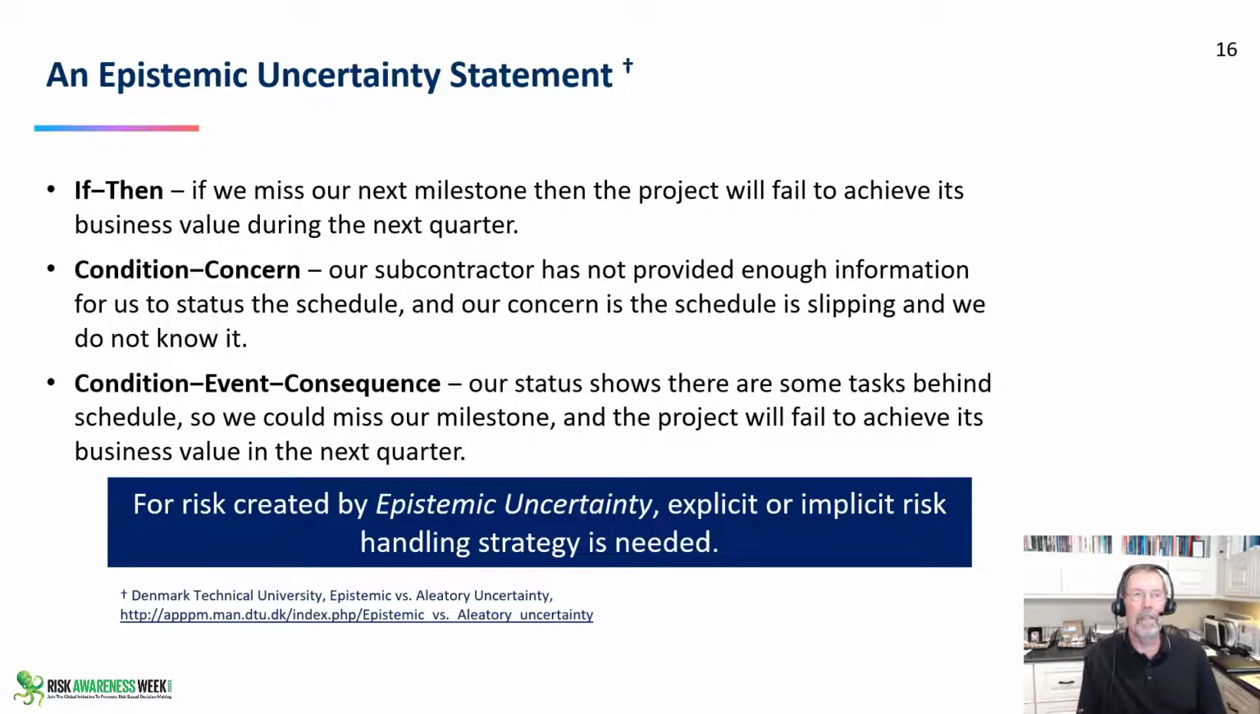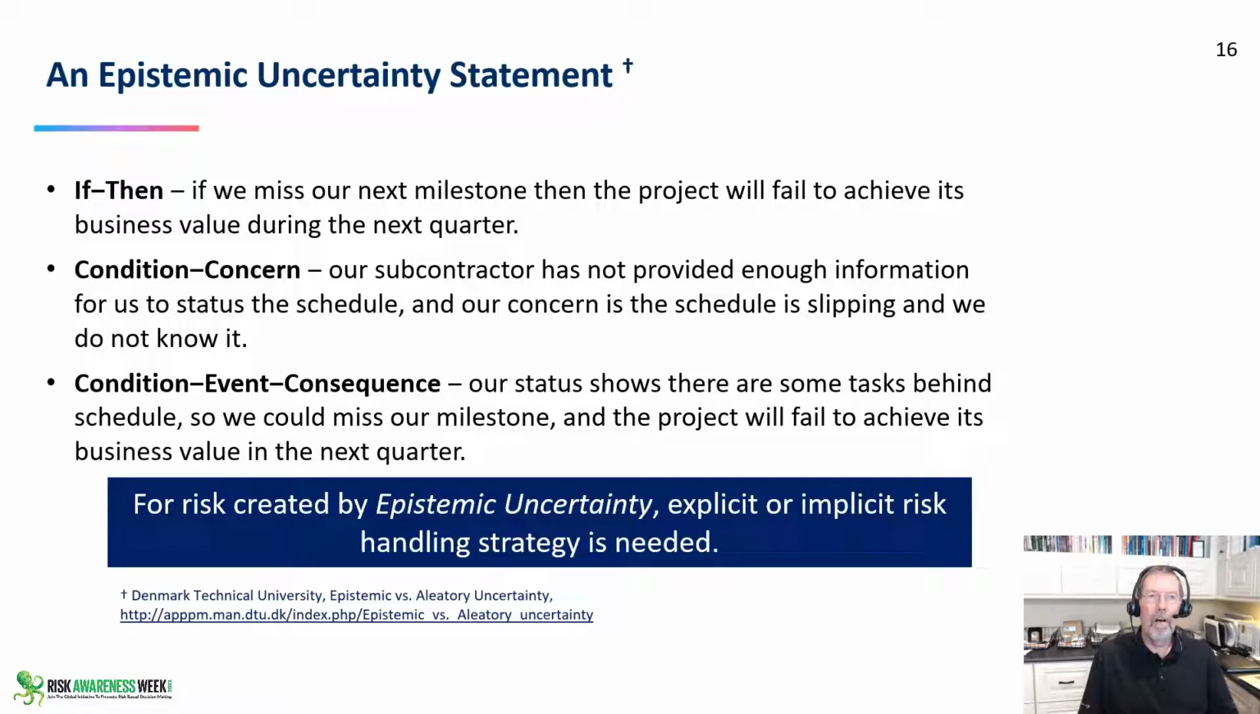So let's look at what we mean when we say epistemic uncertainty. These are the types of exchanges of words that we talk to each other with. If we miss our next milestone, then the project will fail to achieve its business value during the next quarter. Well, that's a risk. That is an epistemic uncertainty. I do not have confidence I will make that milestone. I need to find the root causes of that lack of confidence, and I need to buy them down. I need to pay money to increase the probability of an epistemic uncertainty not impacting my project.